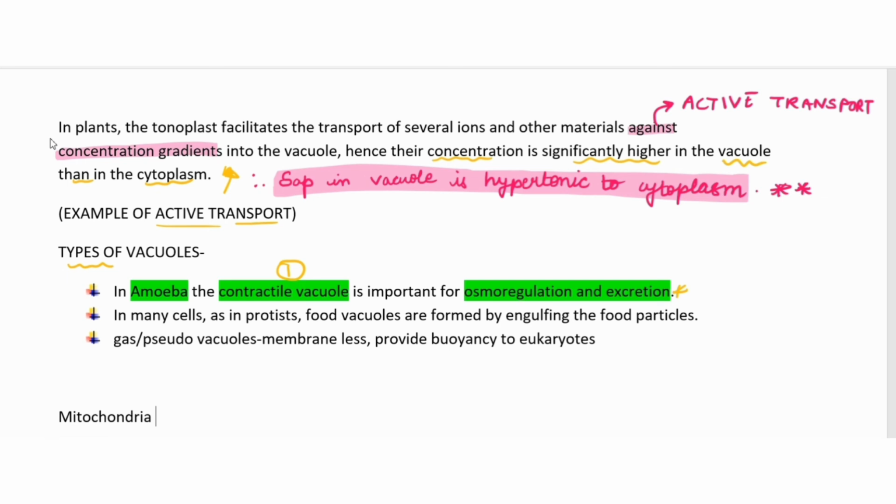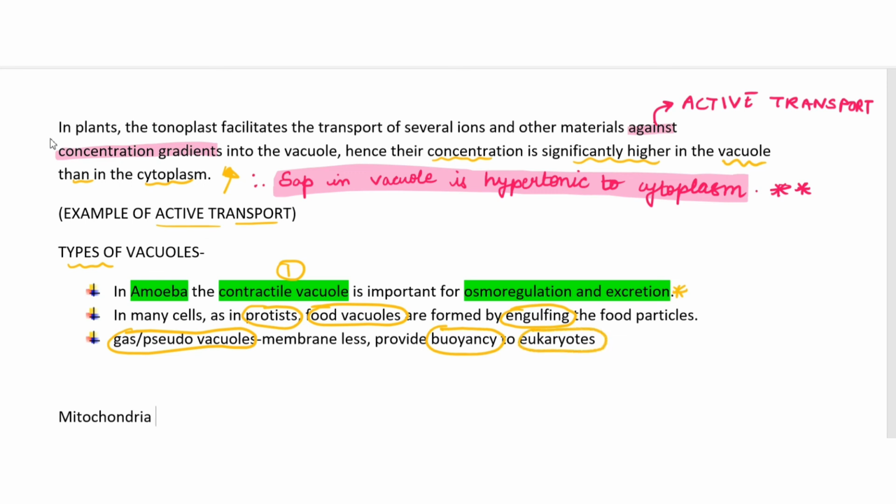Similarly in protists, there is a food vacuole which is formed by engulfing food particles. So when a food particle is there, the protist tries to engulf the food particle, and in that process a food vacuole is formed. Next, as we saw earlier, there are gas vacuoles or pseudovacuoles. They are membraneless and they provide buoyancy to prokaryotes.